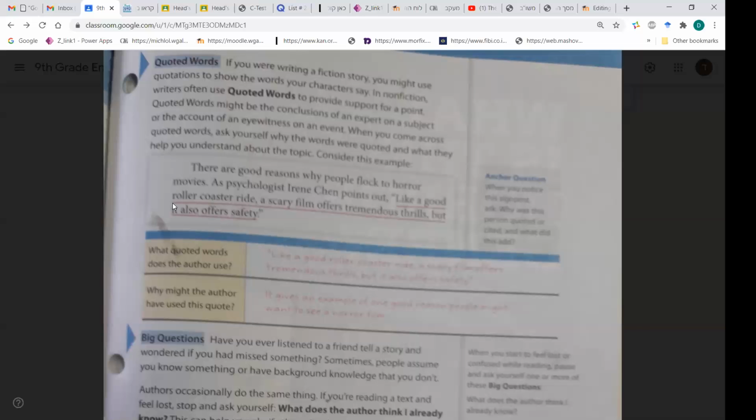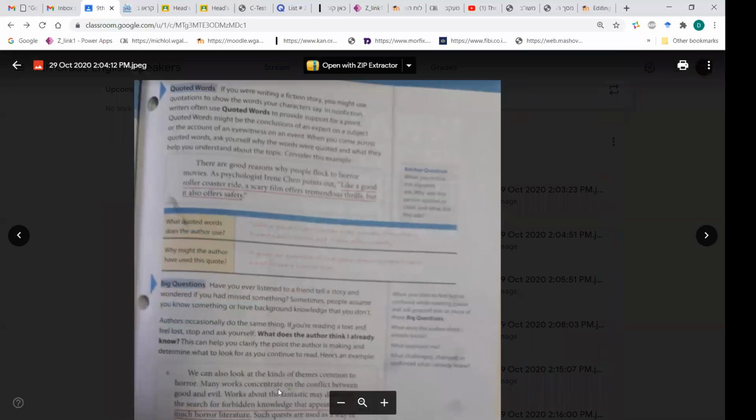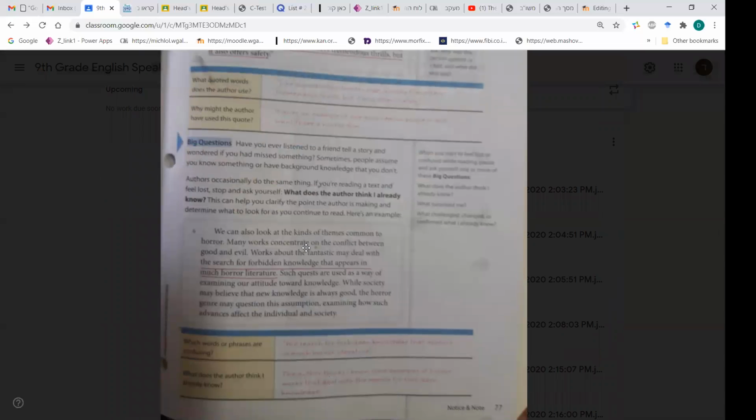Okay, so he says the why. Does he use the quote? It gives an example of one good reason people might want to see a horror film. Yeah. Okay. Another example of a rhetorical strategy, and then we'll look at the article.